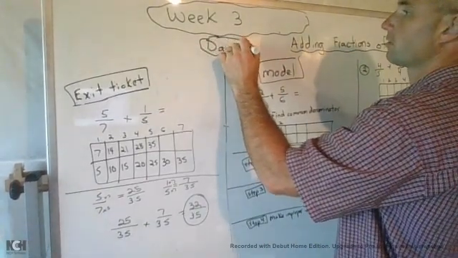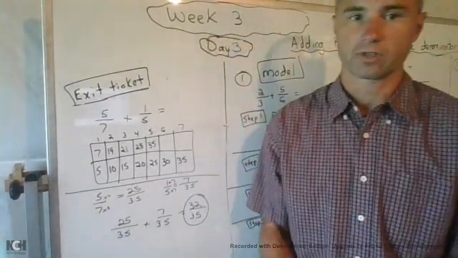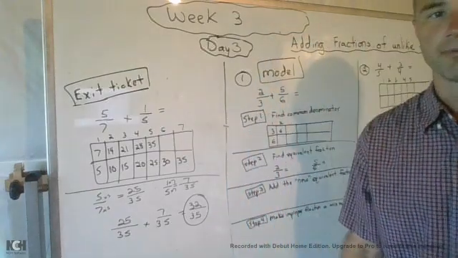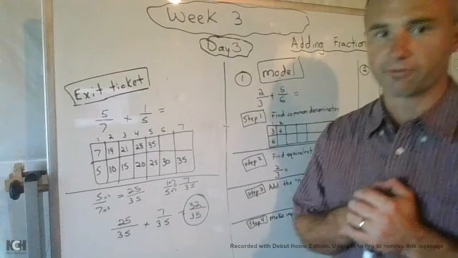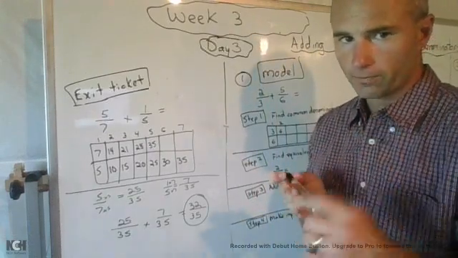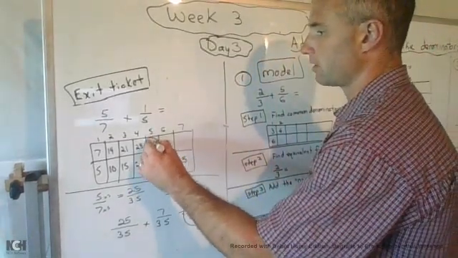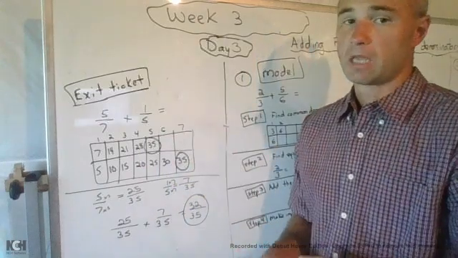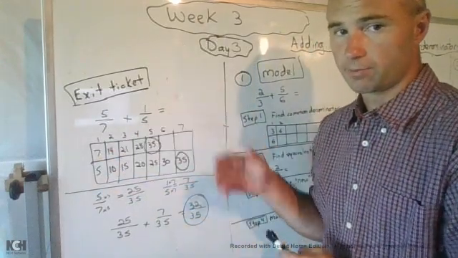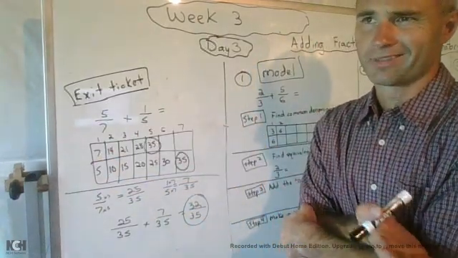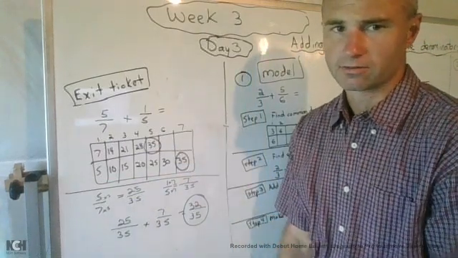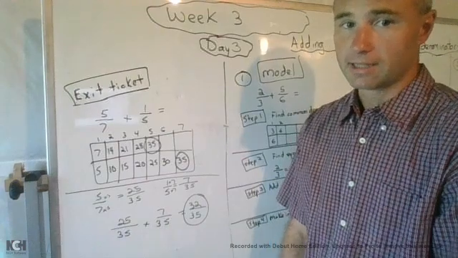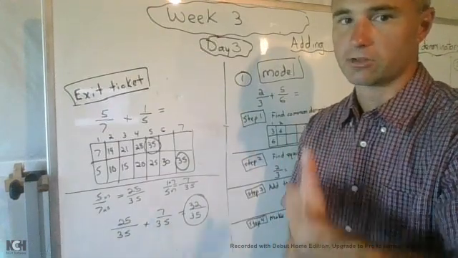Day 3 of week 3. Here we go with yesterday's exit ticket, 5/7 plus 1/5. Hopefully you found the common denominator to be 35. Maybe you didn't even have to do this step because you just looked at it and said, I've done 7 and 5 so many times, I know it's 35. That happens after you continuously practice these.